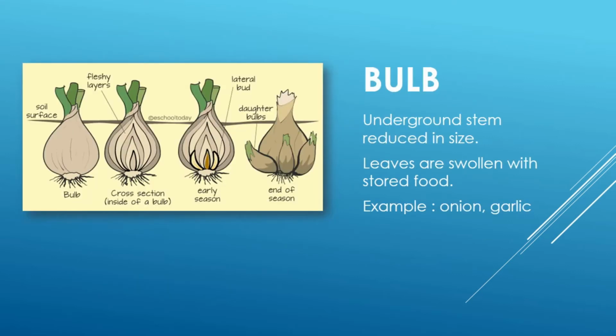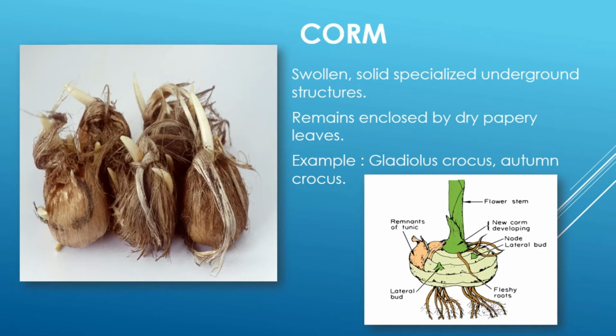The next we are having is a bulb. It is again an underground stem reduced in size. As you can see in the diagram, there are leaves which are swollen and store food, and a lateral or a daughter bud develops at the end of the season. Example is onion and garlic. The next is corm. Now these corms are swollen solid structures found underground, but they are enclosed or covered up by dry papery leaves. Example we are having in Gladiolus, crocus and autumn crocus.